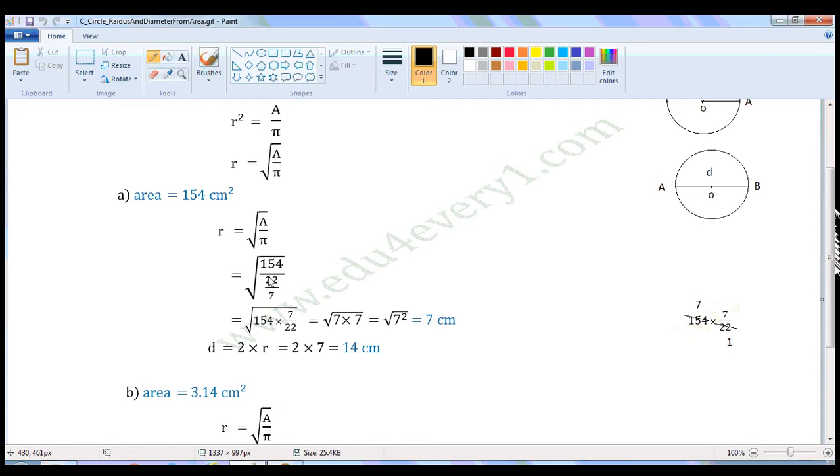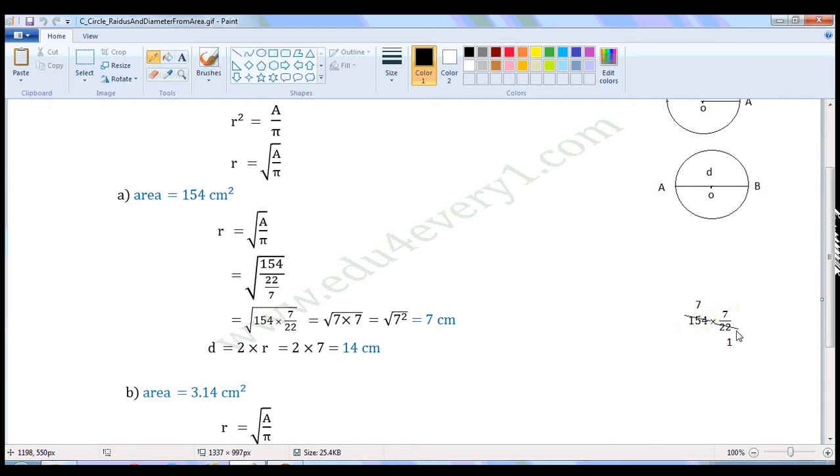In the denominator, there is a fraction. So, division by a fraction means multiplying the numerator with the reciprocal of the fraction. So, we can write this as square root of 154 × 7/22. Reciprocal of 22/7 is 7/22. Let us simplify this in the rough work. Common factor of 154 and 22 is 22.